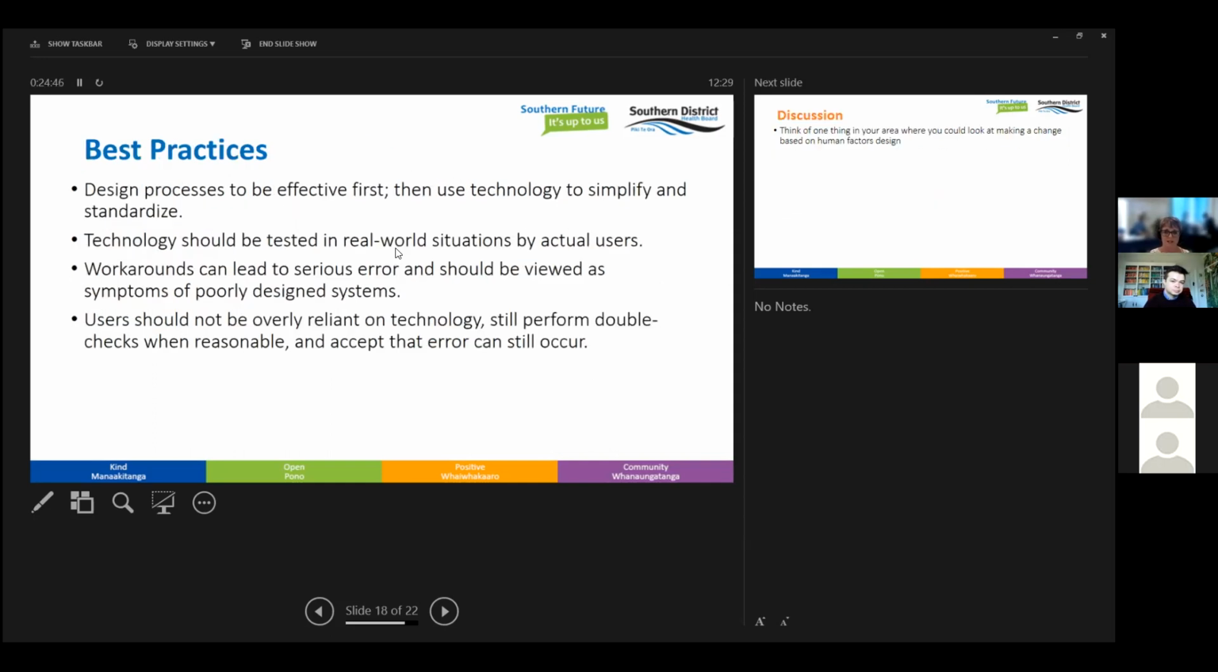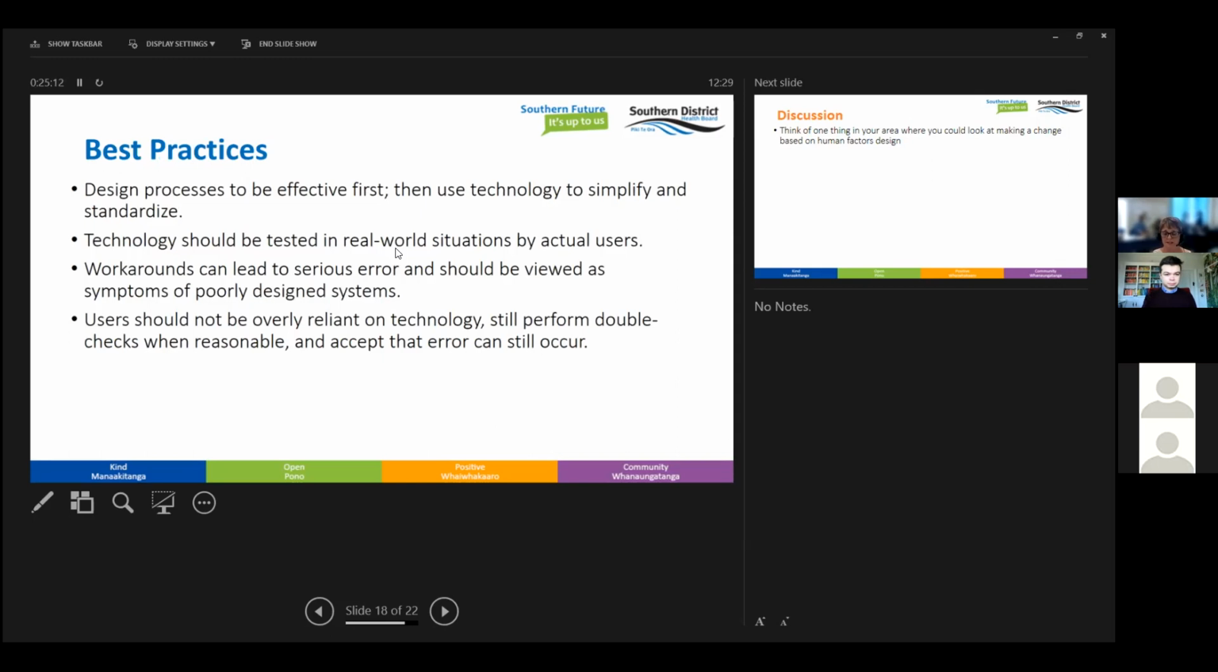As I've already said, best practice in order to be effective is to look at your design. You use the skills that you have in process mapping, so you understand what currently happens, and then you start to look at what could happen in the future and how technology can help, simplify and standardize. So you've got to understand your current state in your system.